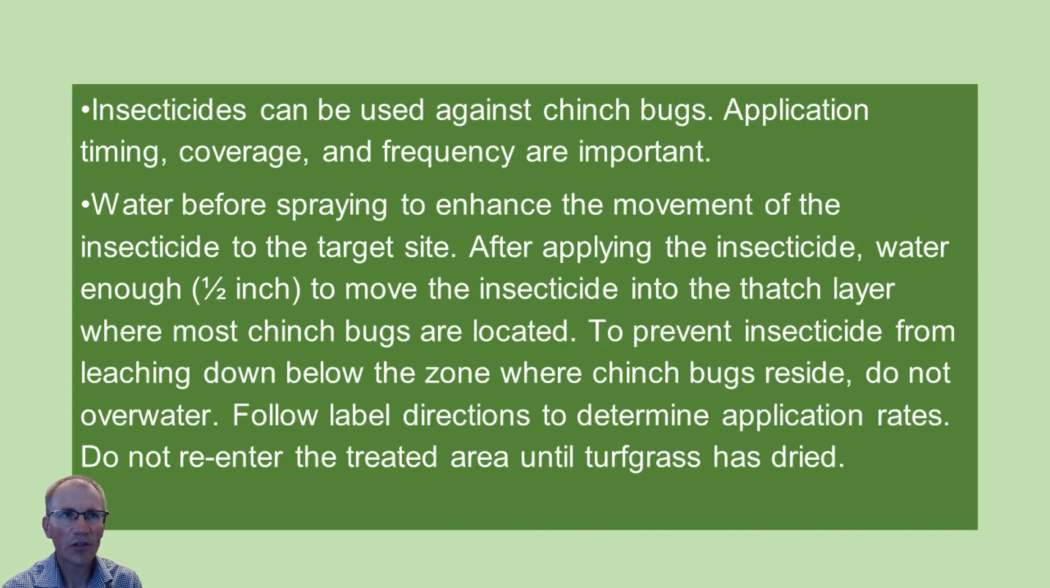Insecticides can be used against chinch bugs. Application timing, coverage, and frequency are important. Water before spraying to enhance the movement of the insecticide to the target site. After applying the insecticide, water enough, about a ½ inch, to move the insecticide into the thatch layer where most chinch bugs are located. To prevent insecticide from leaching down below the zone where chinch bugs reside, do not overwater. Follow label directions to determine application rates. Do not re-enter the treated area until turf grass has dried.